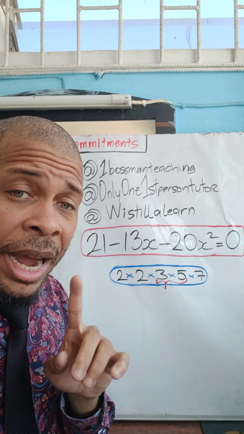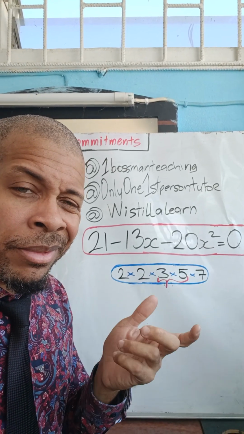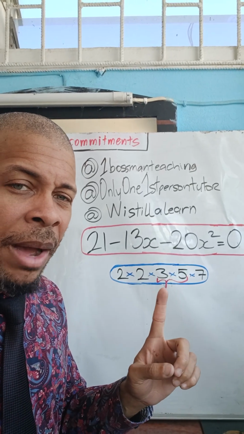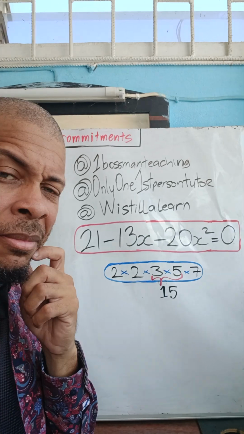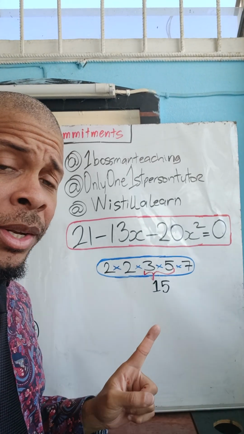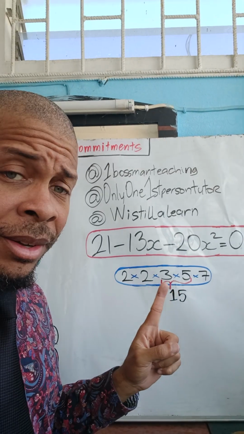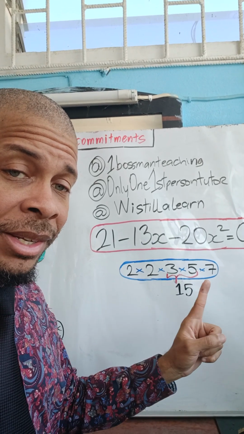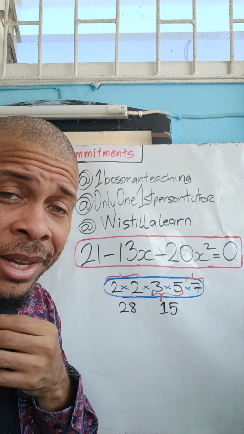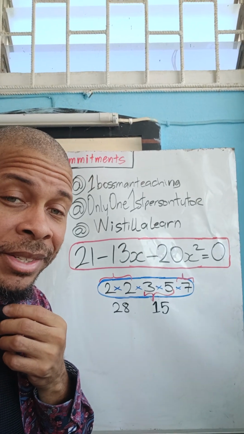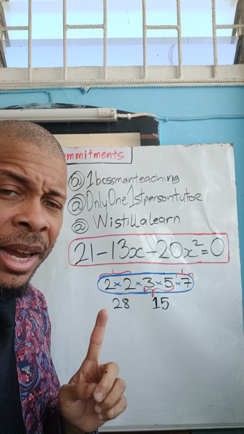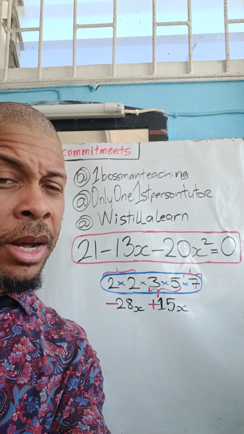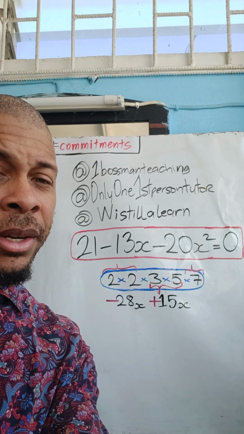Off screen, I tried 5 by 7 and I gave you 35 and 12, so you get 23. But let's see what happens when we use 15. Add the 15 plus 13 and you end up with 2 by 2 by 7. 4 by 7 is 28. It is indeed 28. So what sign do we put here and here? Looks like a minus 28 and a plus 15.